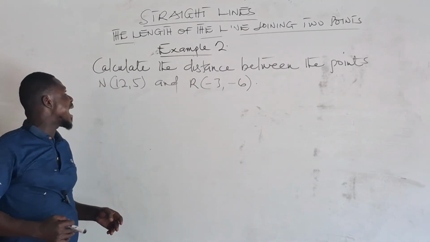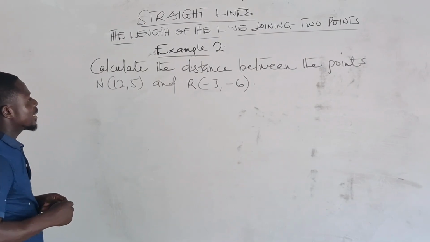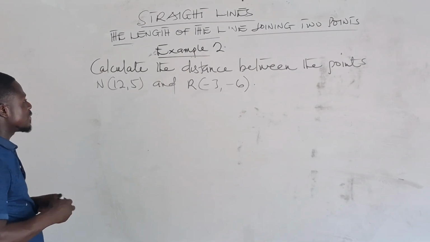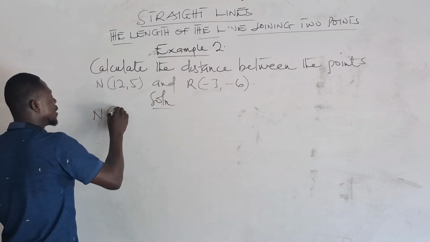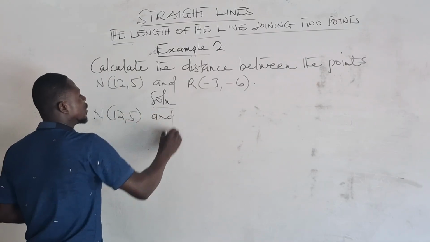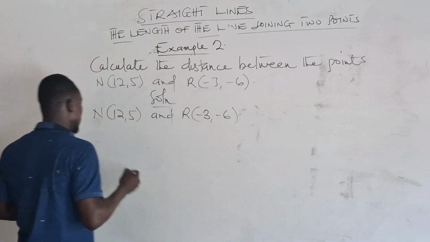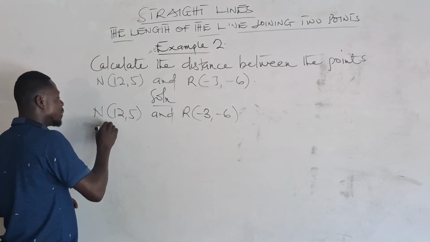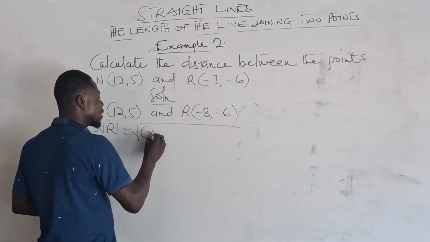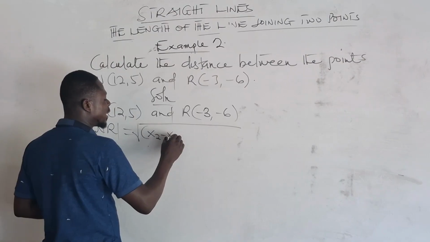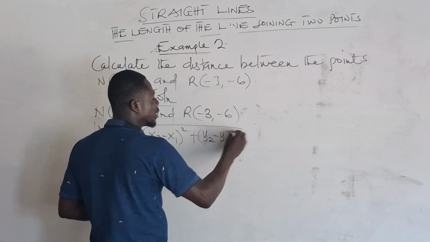In our example 2, we have: calculate the distance between the points N (12, 5) and R (-3, -6). We have the points as 12, 5, and for R, -3, -6. The formula is written as the magnitude of NR is equal to, in the square root, (x2 minus x1) all squared plus (y2 minus y1) all squared.